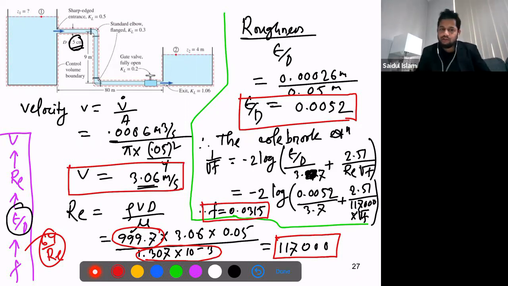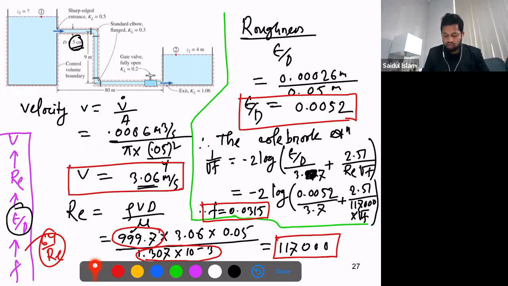So whatever I did is just the repeated calculation we do many times during the tutorials and lecture problems. But now I will tell you to use this equation, and to make your life easier, I've already uploaded the spreadsheet, the Excel file, in the Teams group. You can get the Excel file from there, put in the values, and it will simply give you the friction factor value. Okay, so we got this.